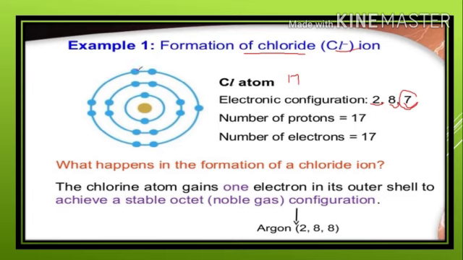1, 2, 3, 4, 5, 6 and 7 electrons in its outermost shell. So, it needs one more electron to achieve the stable 8 electron configuration of an inert gas. So, in order to become more stable, the chlorine atom gains one electron in its outermost shell to achieve a stable octet or stable noble gas configuration.